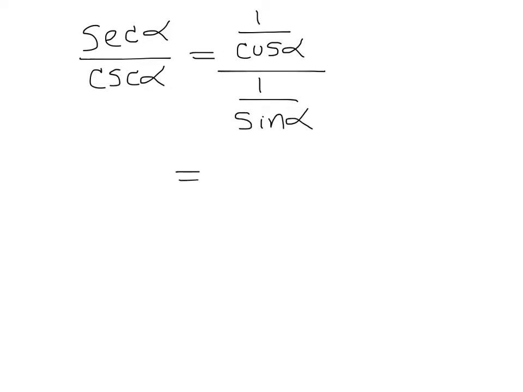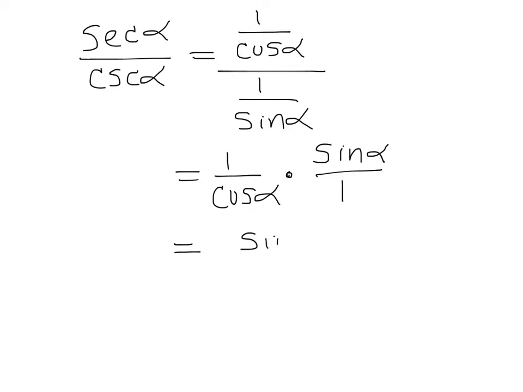If we then divide two fractions, we copy dot flip. So we get 1 over cosine of alpha times, and flip the second fraction, sine of alpha over 1. Multiplying together, we then get the sine of alpha over the cosine of alpha, which is the quotient ratio for tangent. Therefore, this simplifies to the tangent of alpha.